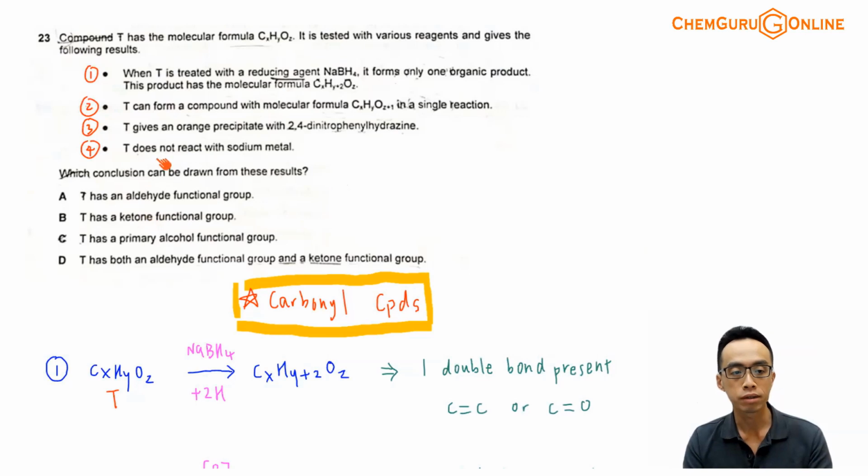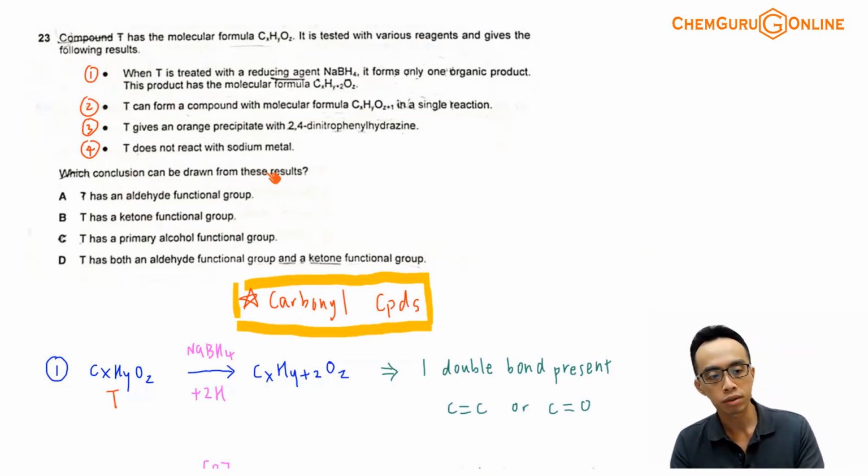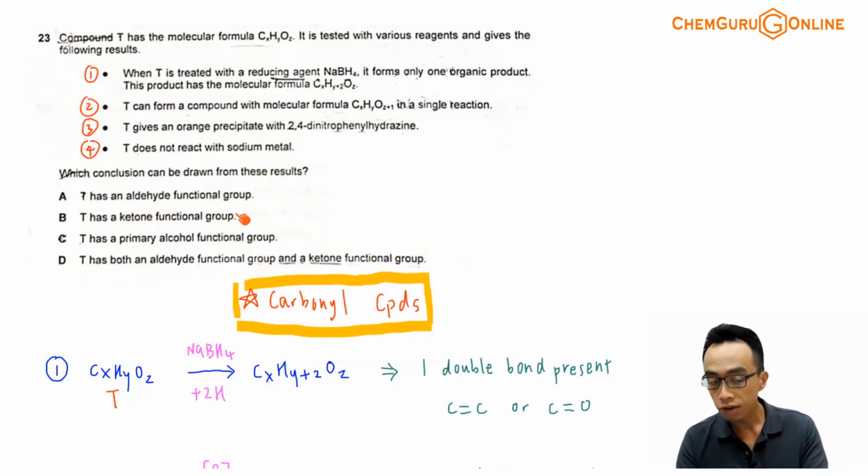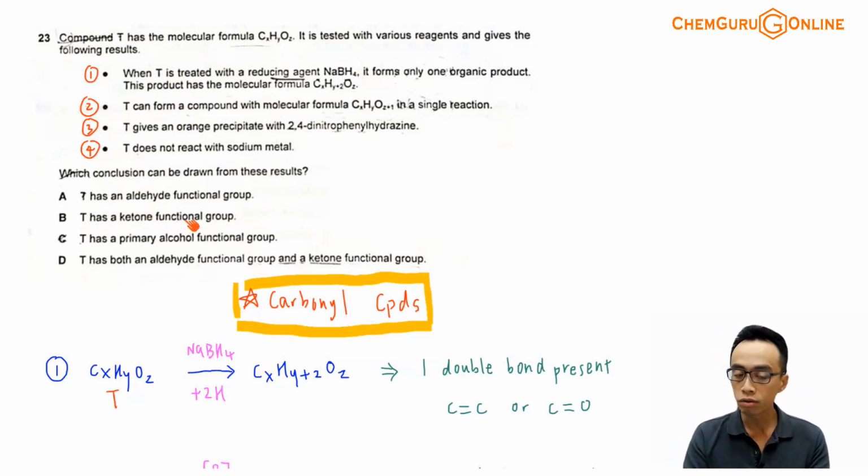So the question is asking which conclusions can be drawn from these results. Option A, T has an aldehyde functional group. B, T has a ketone functional group. C, T has a primary alcohol functional group. And finally, option D, T has both an aldehyde functional group and a ketone functional group.